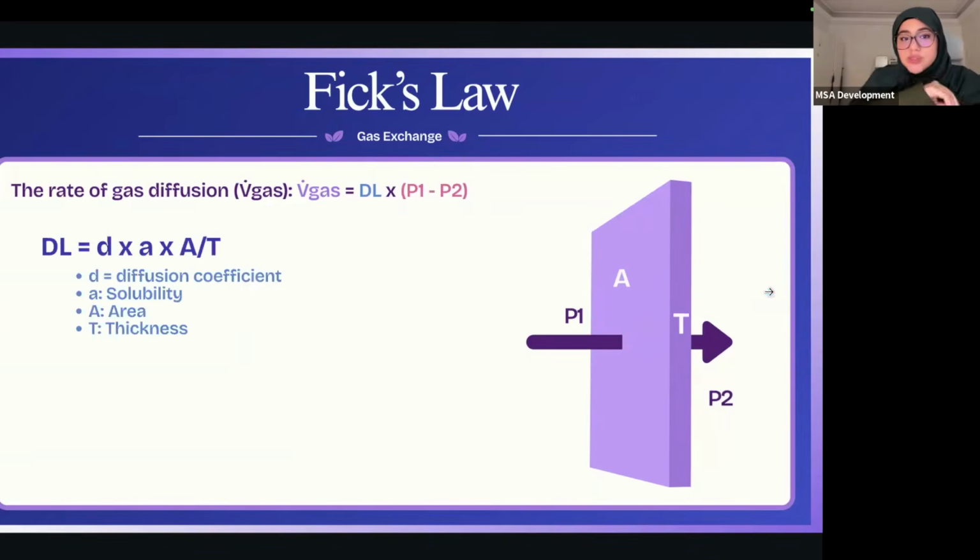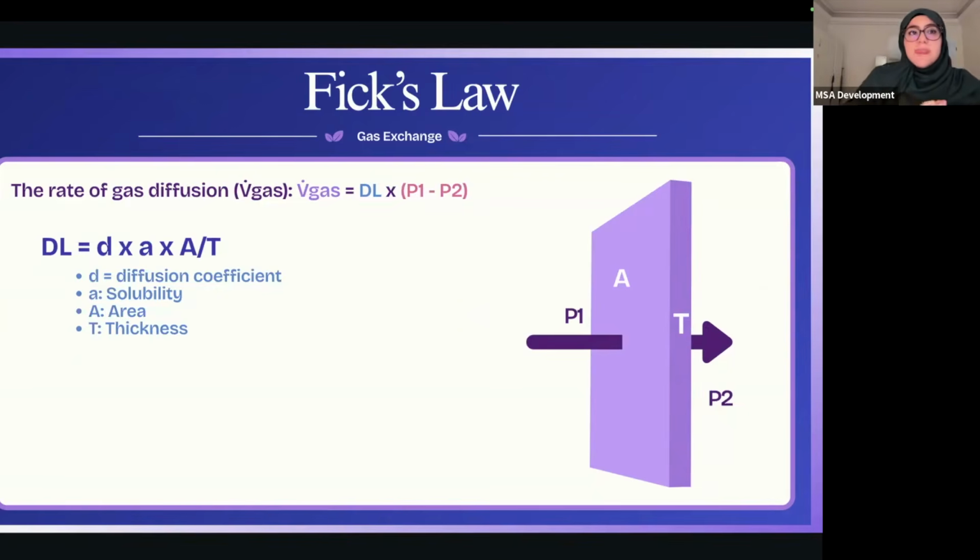So diffusion capacity is so important. It's made up of these four characteristics: diffusion coefficient, solubility, area, which is how much you're working with, and then thickness, how thick it is. Now, what's important to remember is that area is directly proportional to diffusion capacity. So the ability to diffuse is directly proportional to how much area you have. If you have less area, you're not going to diffuse as well because you don't have enough place. Like, where are you supposed to diffuse?